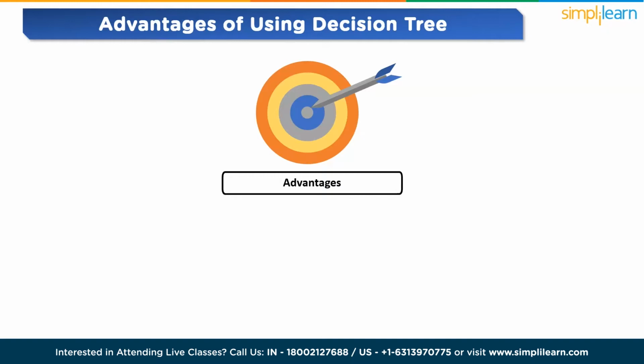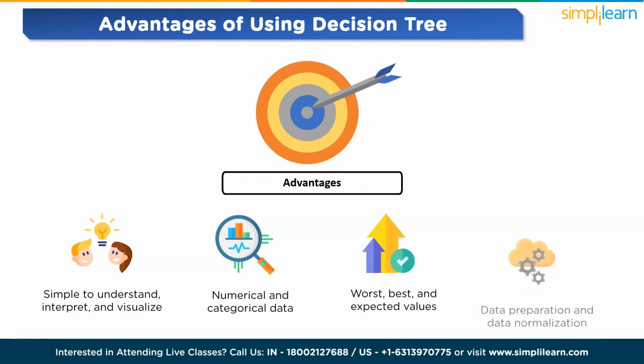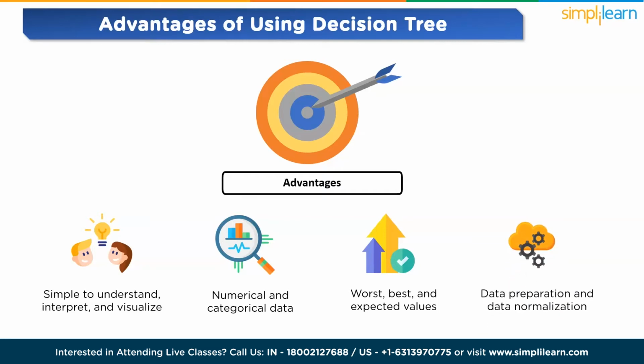Moving forward, let's see advantages of using decision tree. So first one is decision trees are simple to understand, interpret and visualize. The second one is they can effectively handle both numerical and categorical data. The third one is they can determine the worst, best and expected values for several scenarios. The fourth one is decision trees require little data preparation and data normalization.